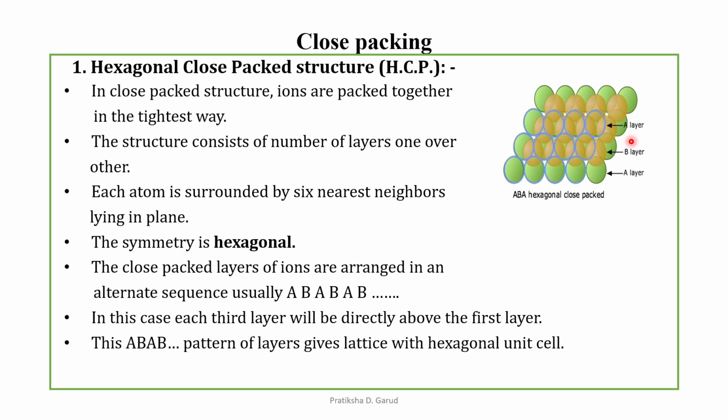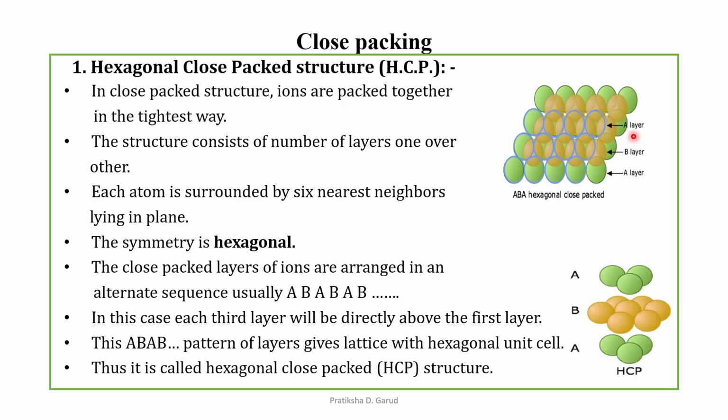This ABAB pattern of layers gives a lattice with a hexagonal unit cell, and thus it is called the hexagonal close packed structure or the HCP structure. We can also see here the ABAB pattern. We have the A layer, right? And then on the gaps of the first layer we put the second layer, which is the B layer, and again on top of A we put the third layer, which is again the A layer. So we have the ABAB pattern, which is called the HCP type of arrangement. This is called the hexagonal close packed structure.